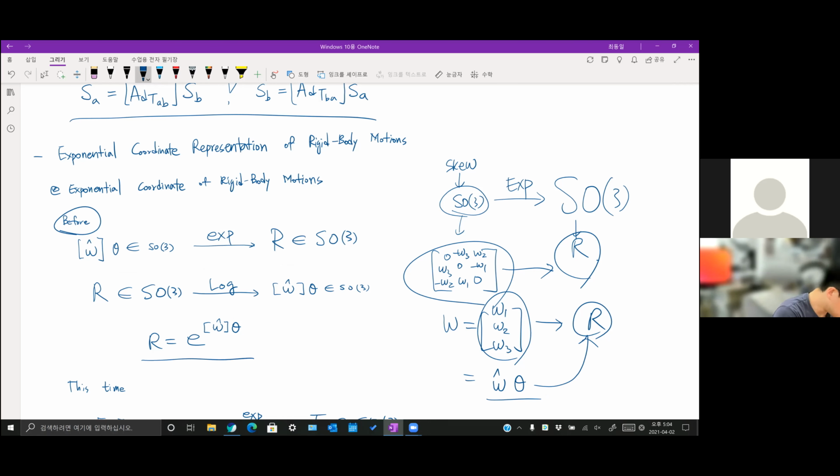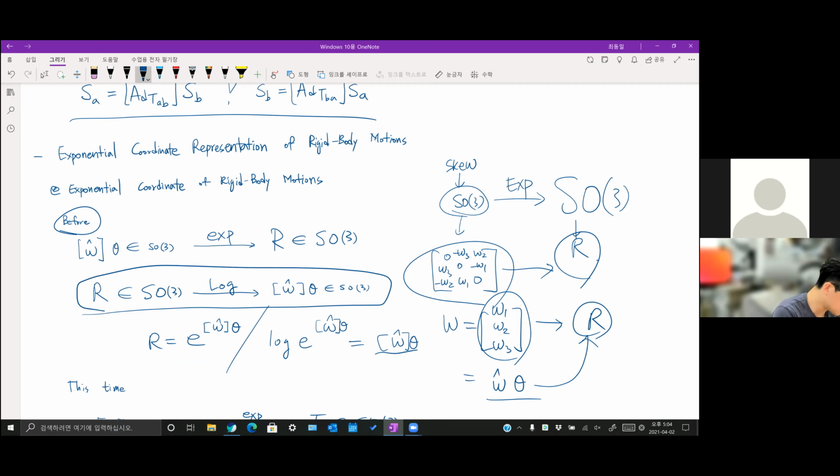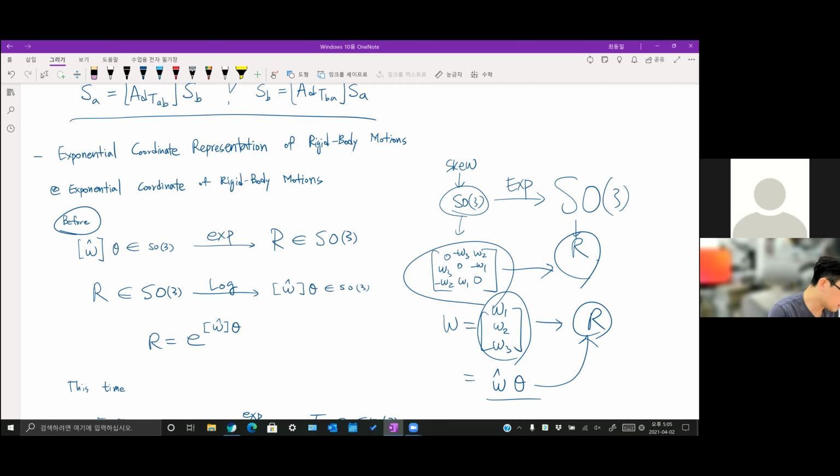And also, if we take the log of this one, it becomes like this. So this logarithm describes this one. So that was the exponential coordinate representation. We only dealt with the rotation.